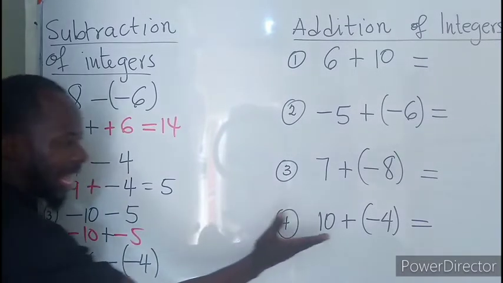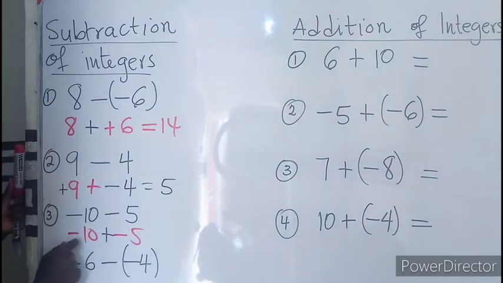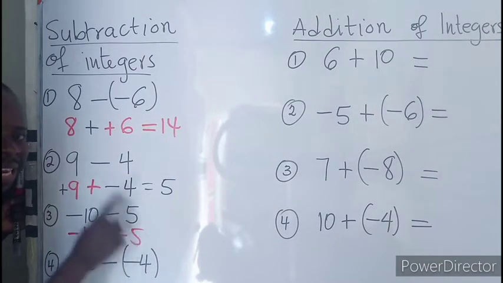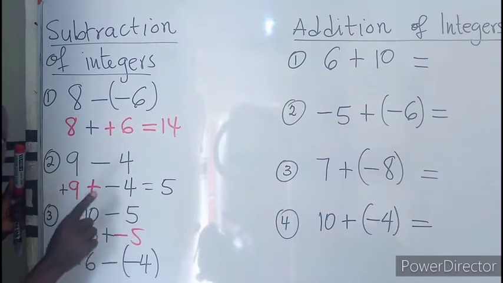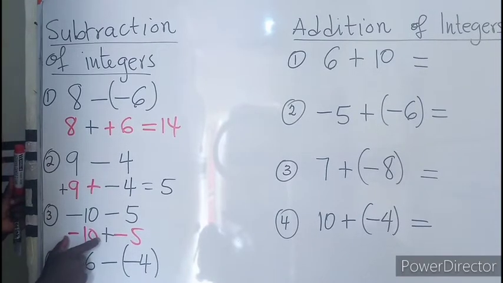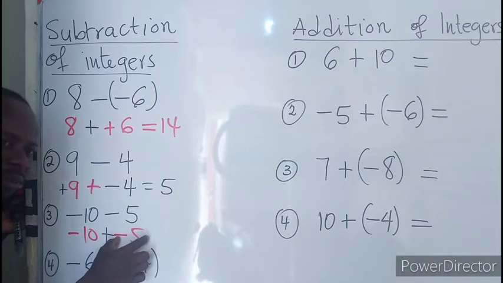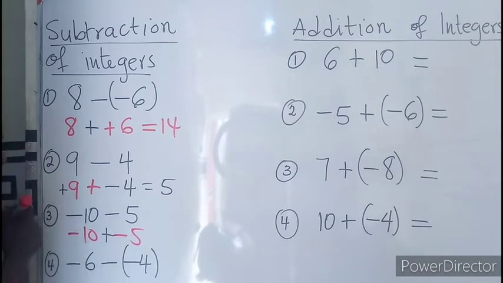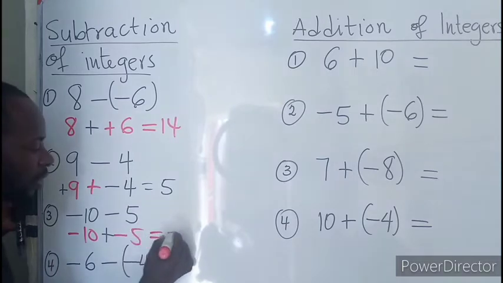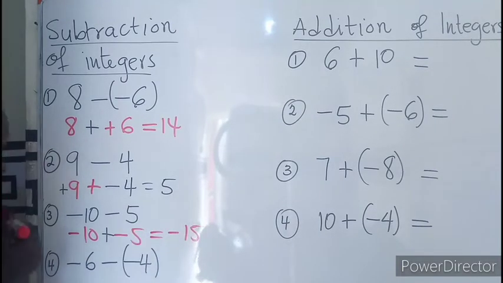If you are adding, the idea in addition is that when you are adding two signs that are the same, you add them alright and keep the sign that you have. This is negative 10 plus negative 5. So they are all negative. So we add the 5 to 10 to get 15. Then we keep the sign, which is negative 15.